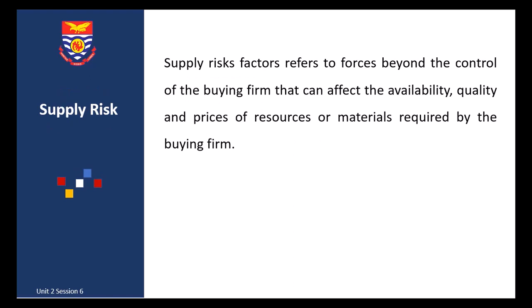Supply risk. Supply risk refers to forces beyond the control of the buying firm that can affect the availability, quality, and prices of resources or materials required by the buying firm. These risk factors include forces in the general business environment, such as political unrest, economic disruptions, technological breakdowns, severe weather conditions such as a long period of drought, natural disasters such as earthquake, tsunami, volcano eruptions, and a whole lot of others. We refer to these risks as uncertainties that are bound to disrupt the smooth flow of production in our organizations or in our supply chains.